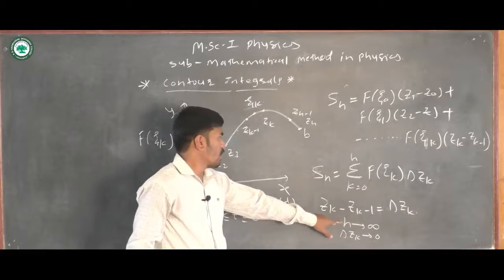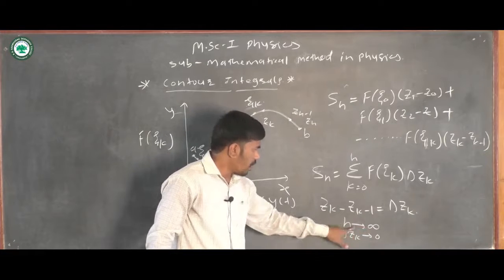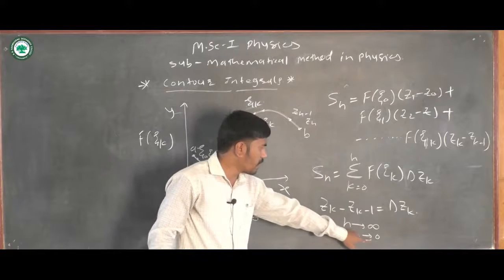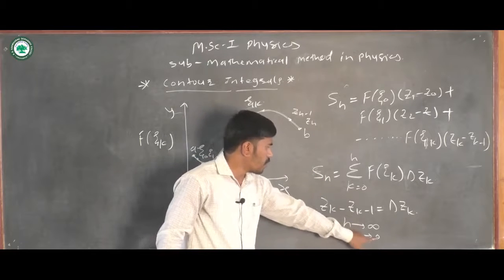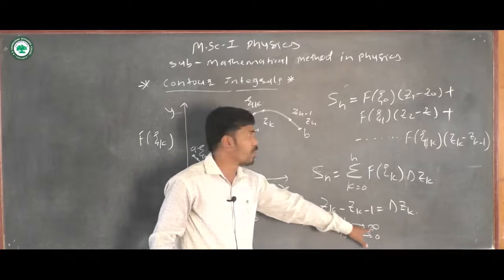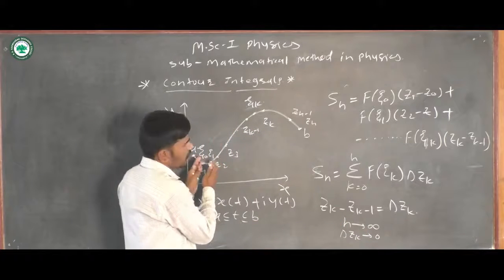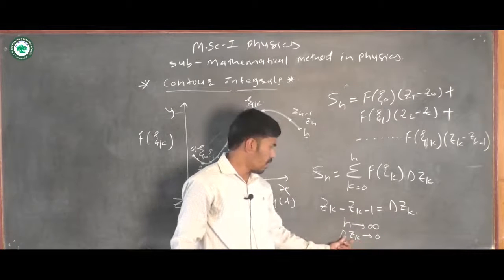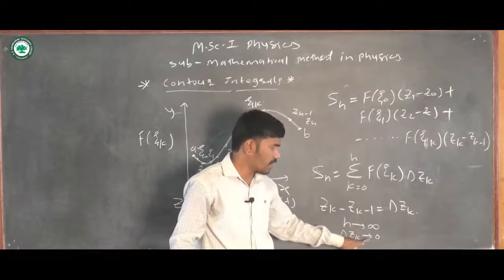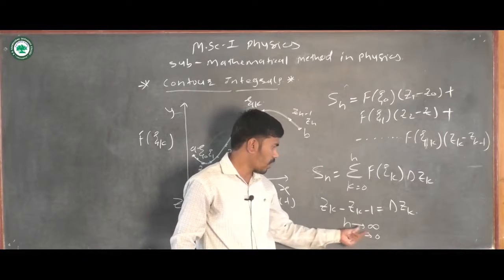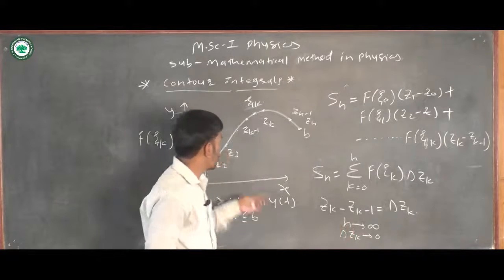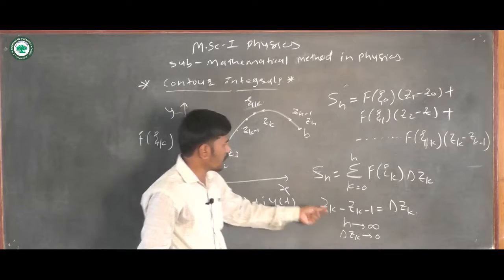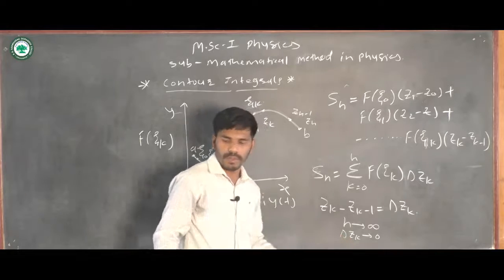Okay, so if I apply the limit here, this delta z_k approaches 0 when n goes to infinity, because this interval is continuously decreasing as n goes to infinity. Delta z_k is this interval. Here n is the number of points. If the number of points on this curve is increased, this delta z obviously decreases.